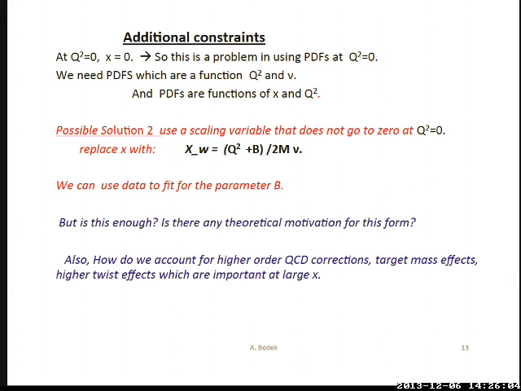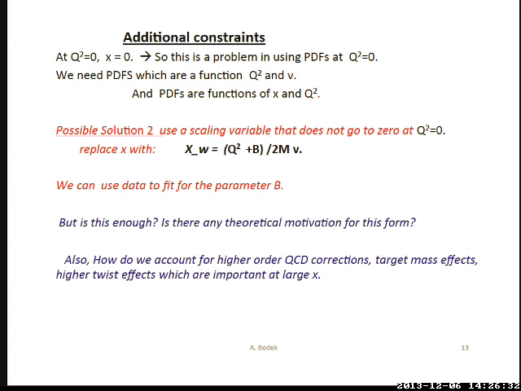So solution number 2 is maybe to use a scaling variable that doesn't go to 0 at Q square equal to 0, and then you can use it to predict photoproduction. Say you replace x with xw, which is Q square plus b over 2m nu, and you can use the data to fit for the parameter b. And if you get the photoproduction cross section as a function of nu, then that's great. But is this enough? And is there any theoretical motivation for this particular form?